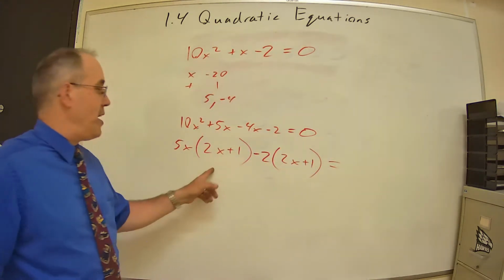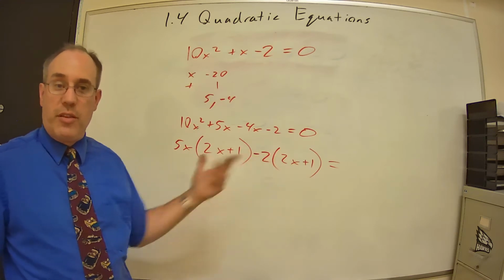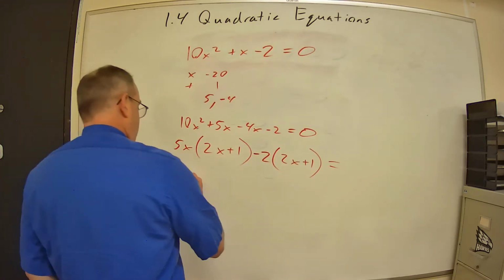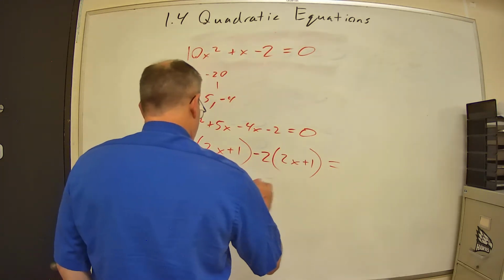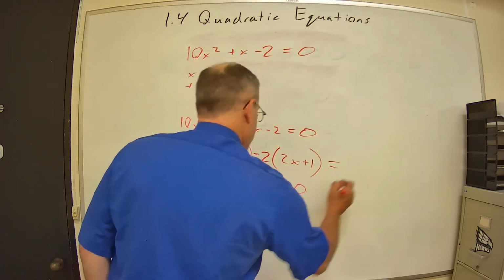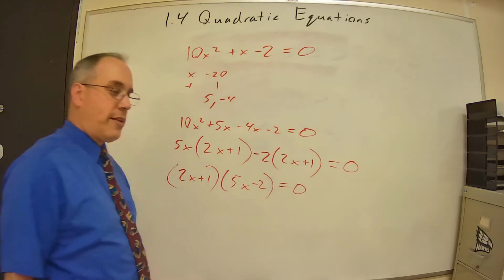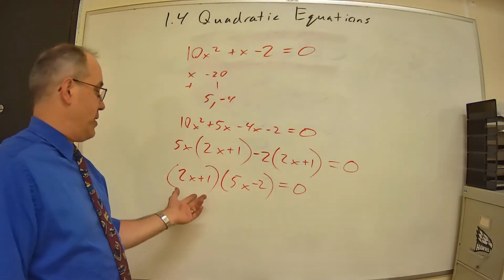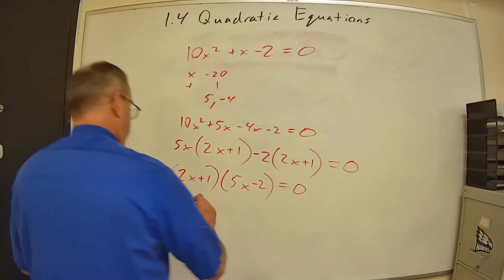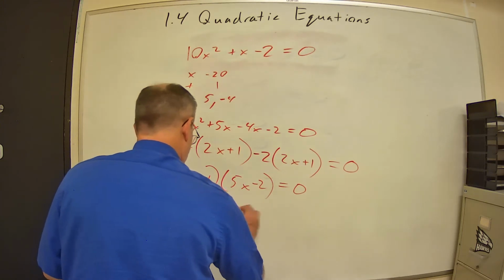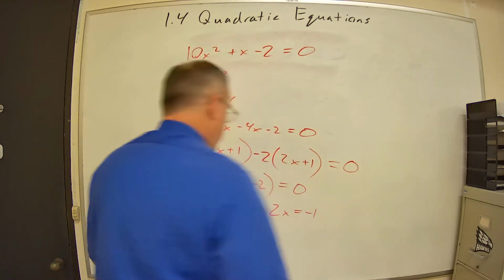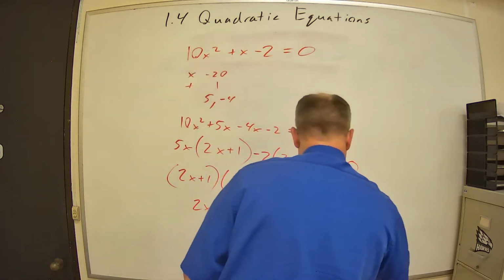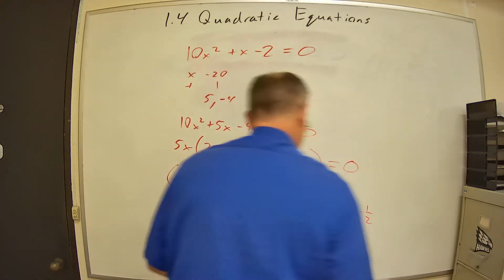That's a good sign because we came out with the same value in the parentheses. So we have 2x plus 1 times 5x minus 2 is equal to 0. Don't forget my 0 back there. And now I can set each of these equal to 0. 2x plus 1 equal to 0. 2x equal to negative 1. x equal to negative 1/2.